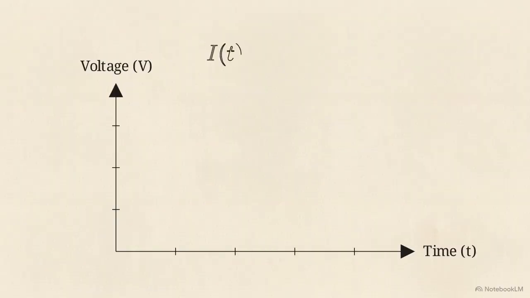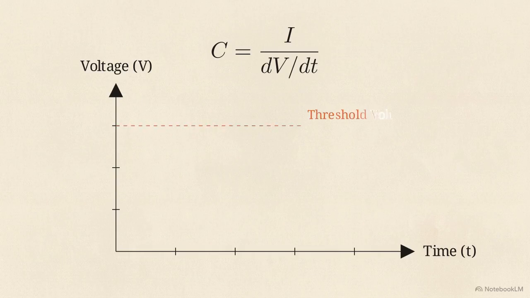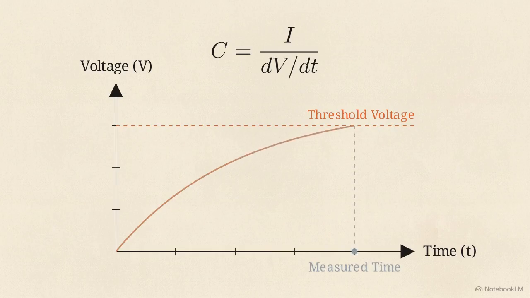By definition, the electrical current flowing into a capacitor is equal to the capacitance multiplied by the rate of change of voltage over time. If we supply a constant current, we can rearrange this math to solve for capacitance using only time and voltage. To do this, the controller uses a circuit called a relaxation oscillator. It charges the sensor node with a known fixed current. The voltage across the capacitor rises until it reaches a specific voltage threshold programmed into the IC.